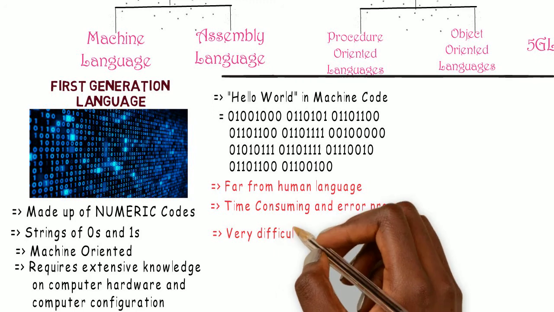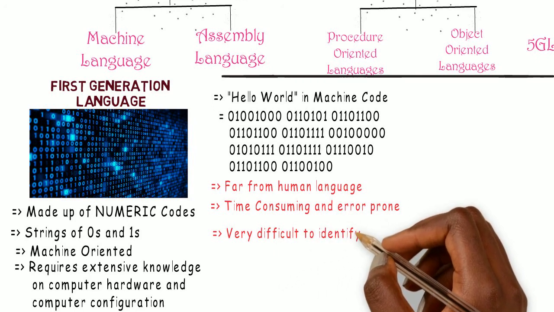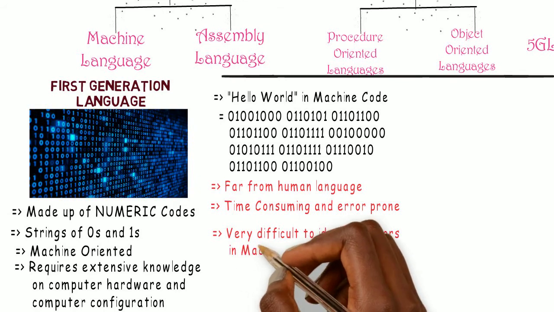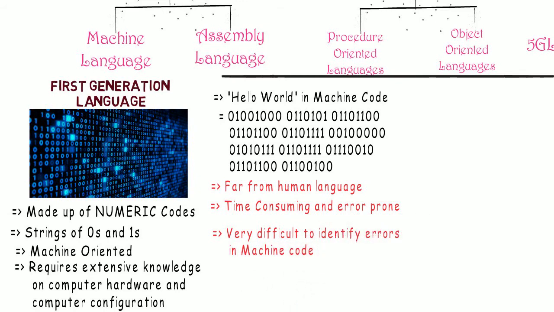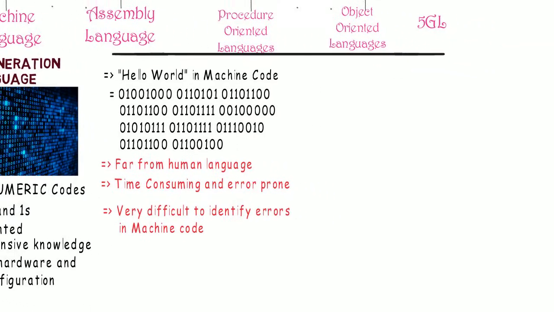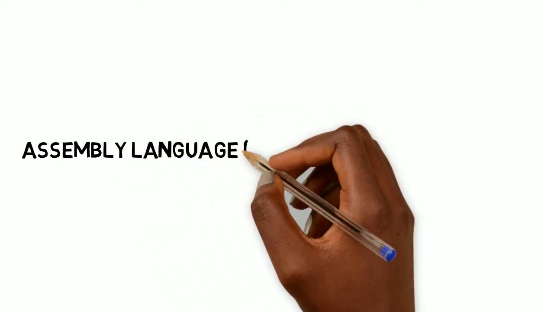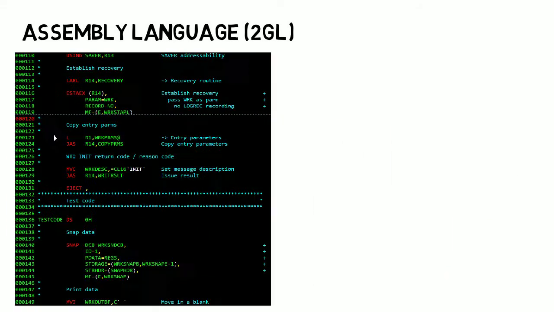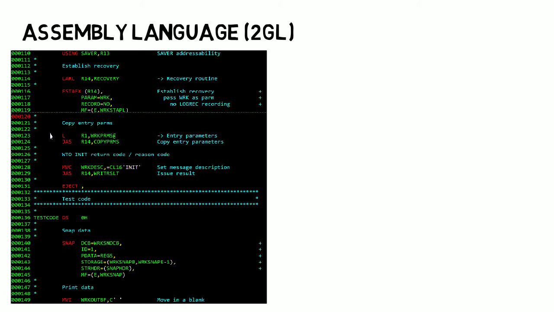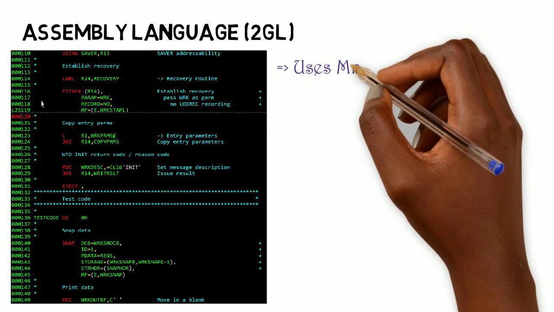It is error prone. If you make an error in writing a machine code, it becomes very difficult to identify the error. Looking at the example above, if you make an error during writing and you put 1 in the place of 0 in one of the binary, it automatically becomes something else. So, because of all this stress, another programming language was developed, which is the second generation language, or better still, the assembly language. Unlike the machine language, which used numeric codes, assembly language used mnemonics.